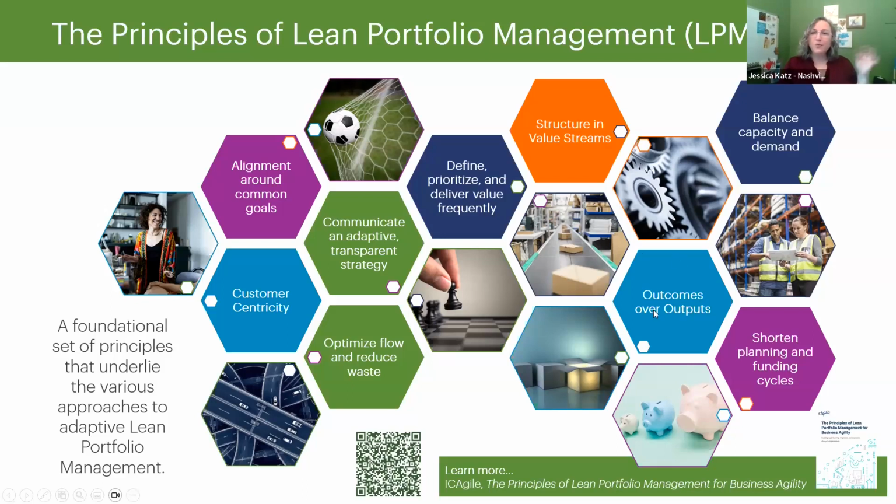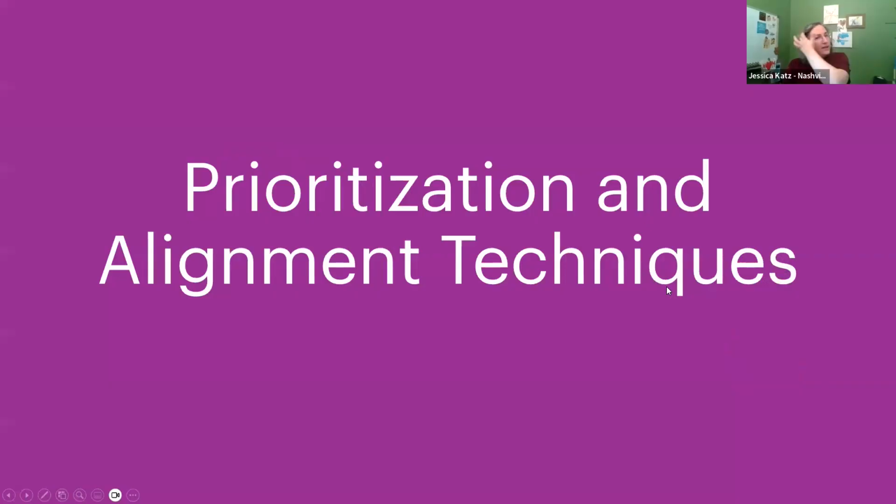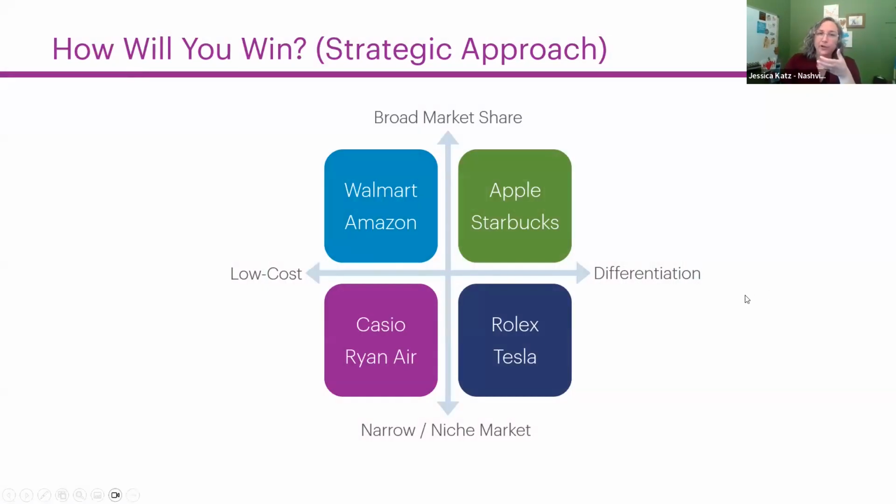All right, so that's the what and why of lean portfolio management, although it's really the why and then the what. Let's take a look at what prioritization and alignment techniques look like at the portfolio level. At the portfolio level, you're really focused on strategy, and strategy is really looking for the how will you win question. And you could take a broad market share.